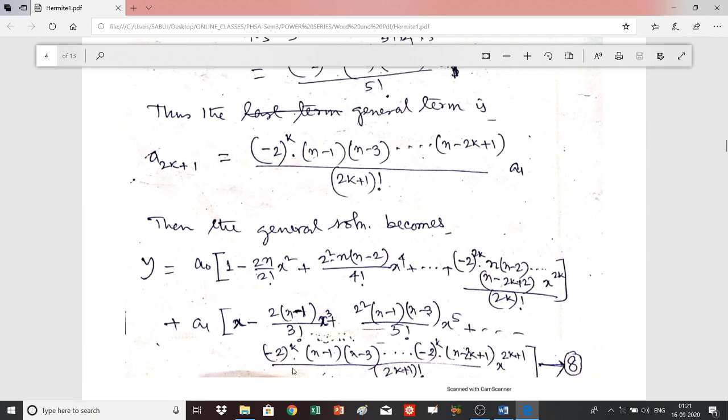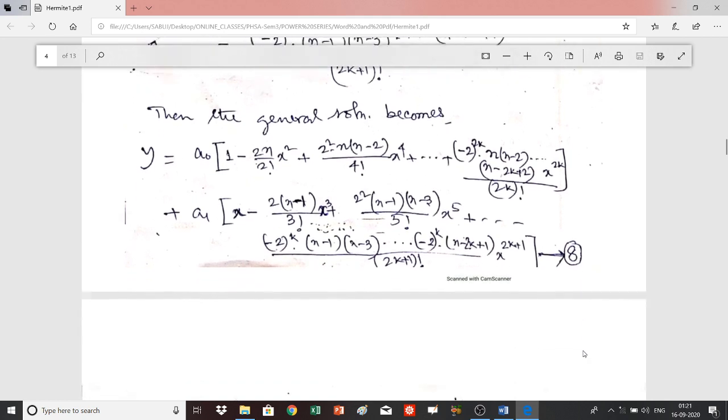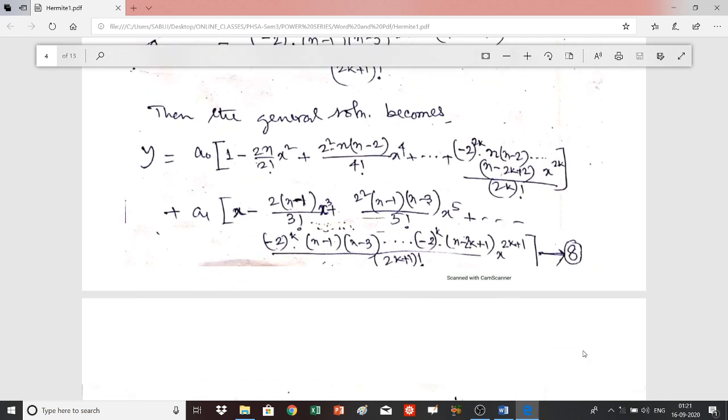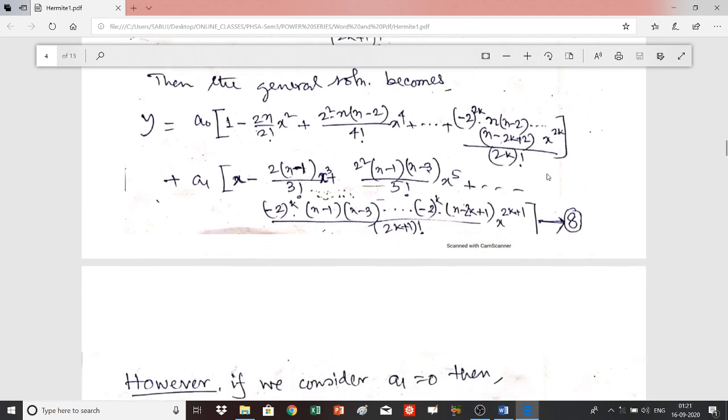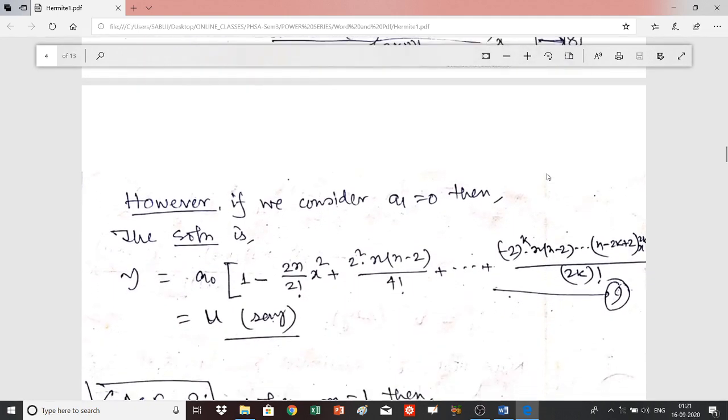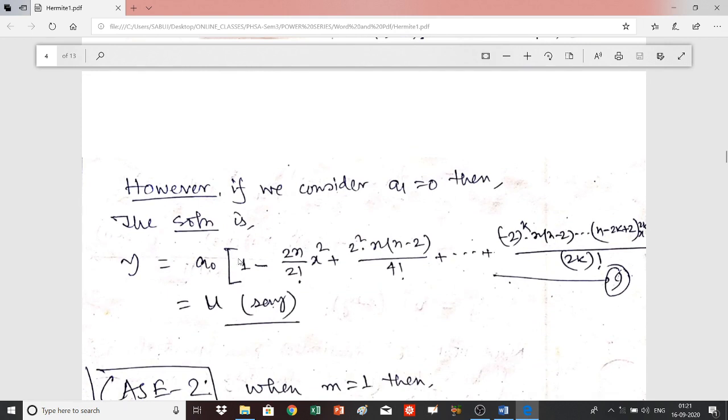In this way the last term is x to the 2k plus 1. This is written as equation 8. So this is the complete solution when a1 is not equal to 0. However, if a1 is equal to 0, then only the first term will be present here. It is written here also, and in this case the first term will exist when a1 is equal to 0, and then y is equal to this.